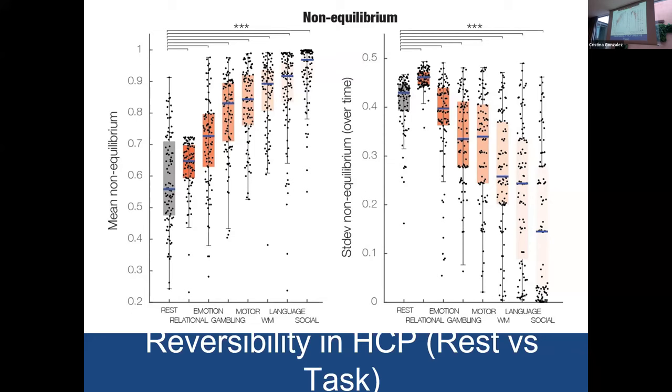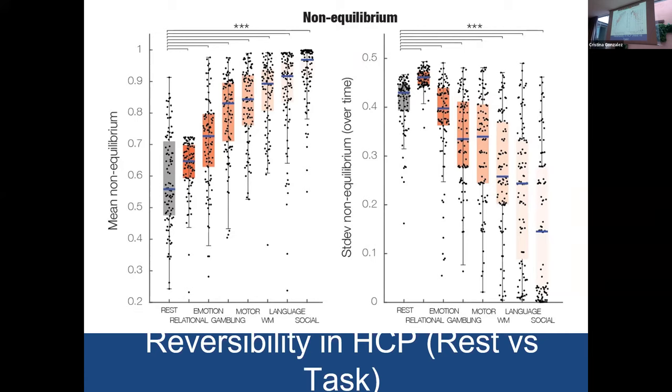What you see is that the higher is the number, the larger is the non-reversibility. So the more important is the arrow of time, so the more hierarchical is the system. And this is expected, but it's very nice to see that resting compared to all the other cognitive tasks has less irreversibility. So it's flatter. Of course, it's not zero. I mean, there is a lot of organization. We know it's not astonishing.